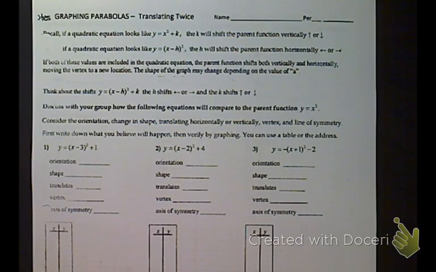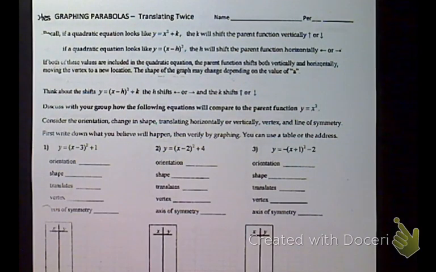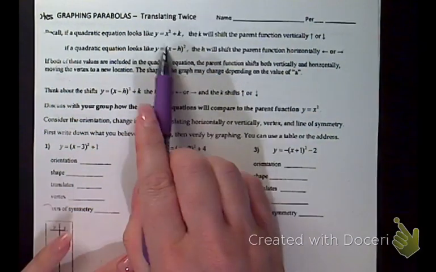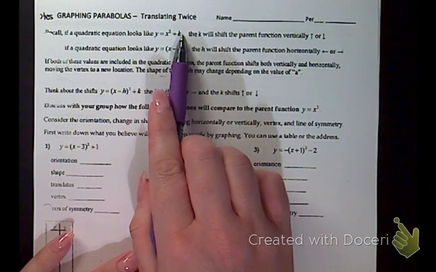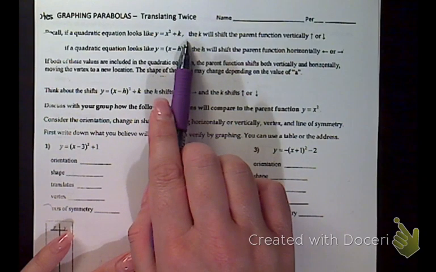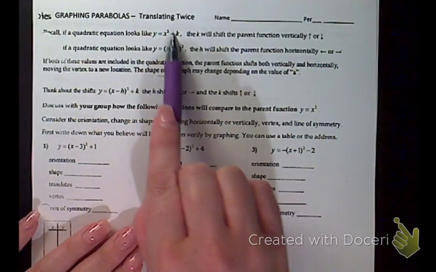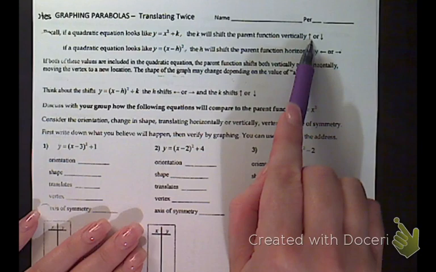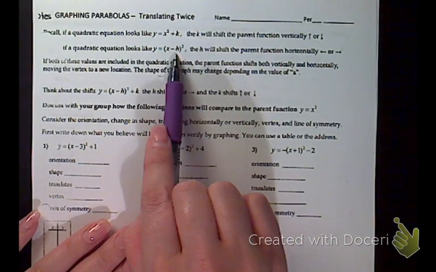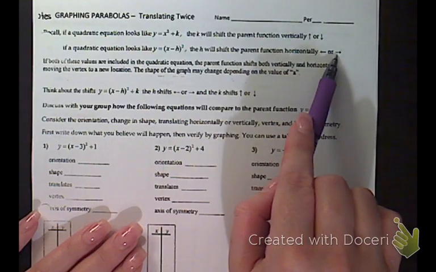All right, so in the last set of notes, we focused more on a single translation. So looking at just h or just k. So remember, we talked about y equals x squared plus k. We talked about y equals the quantity x minus h squared and what happened. So that k, just a reminder, shifts your parent function up and down, vertically up and down. The h will shift your function left or right.